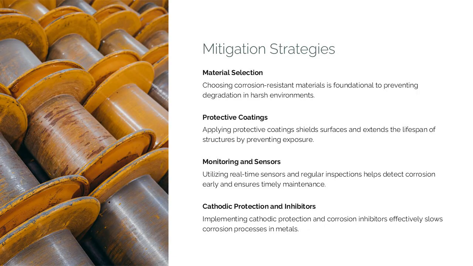Effective corrosion control involves multiple approaches: material selection, protective coatings, corrosion inhibitors, cathodic protection, and environmental control. Regular monitoring and maintenance are essential to detect early signs of corrosion. Advanced techniques like smart coatings and real-time sensors are emerging to enhance protection.